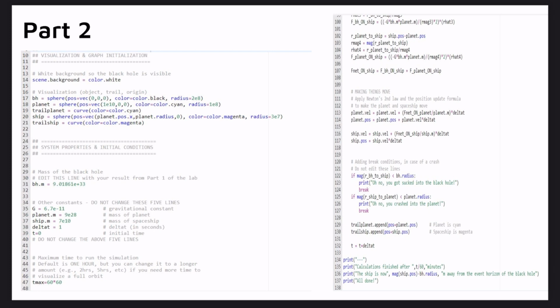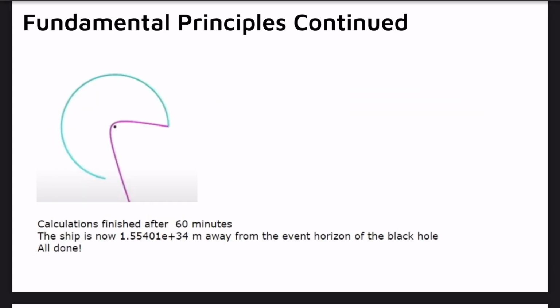Here's how the curve looks when I run the program. It's able to curve perfectly around the system and not be sucked into or thrown out like the pink line is. The calculations are finished after 60 minutes, and the ship is now 1.55401e34 away from the event horizon of the black hole.